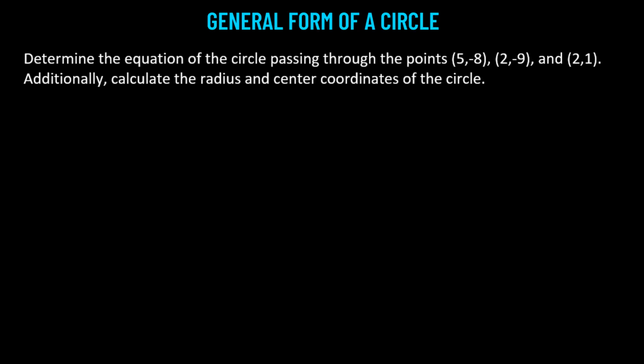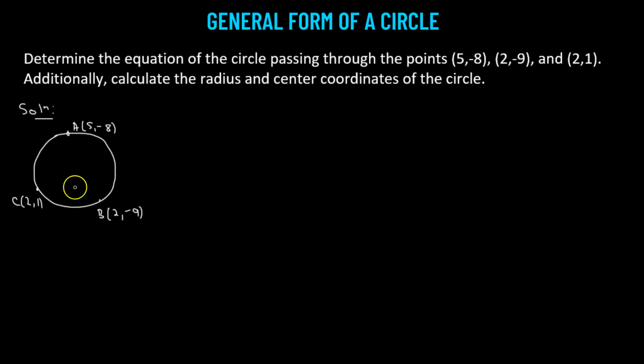In this problem, we need to determine the equation of a circle that's passing through 3 points, and also we need to calculate the radius and the coordinate of the center of the circle. So let us begin. Here we have a circle which is passing through the 3 points. Let's call the first point A, (5, -8). Then it passes through another point B with coordinate (2, -9), and the third point C having coordinate (2, 1). So we need to find the equation of this circle.